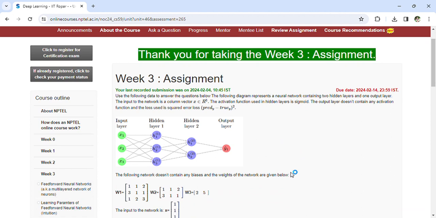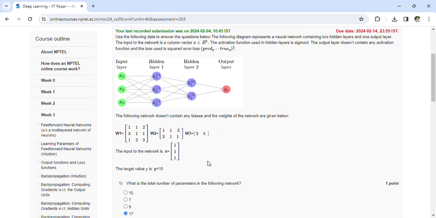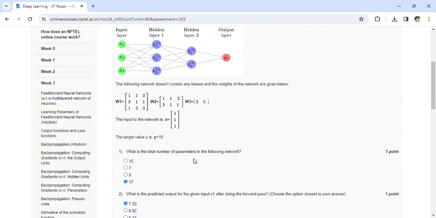And coming to the week 3 assignment, we have a few questions based on the same question given in the introduction part, and all 10 questions are based on that. You can see the question here: use the following data to answer the questions below. Here we have a neural network with an input layer, 2 hidden layers and an output layer. We have weight vectors W1, W2, W3, an input vector X and the target value Y equal to 10.